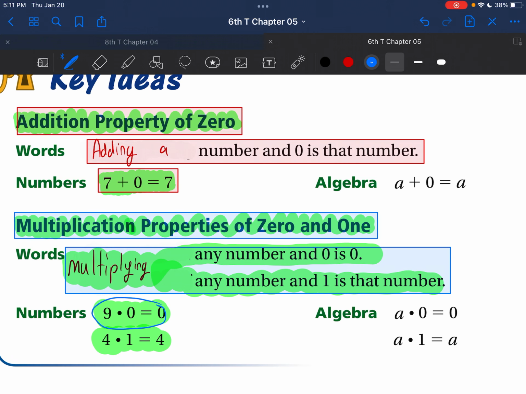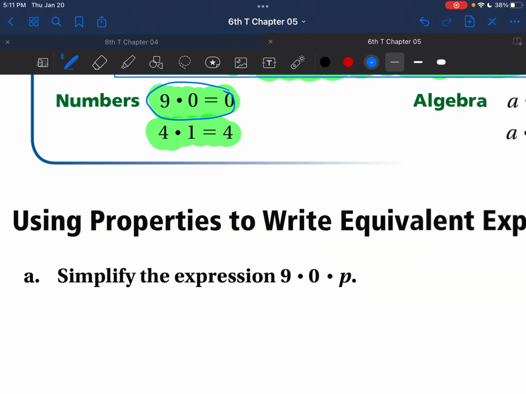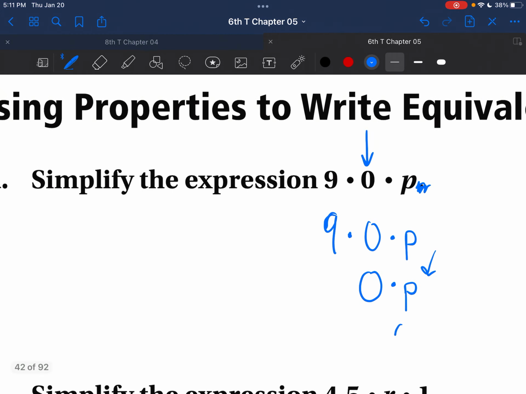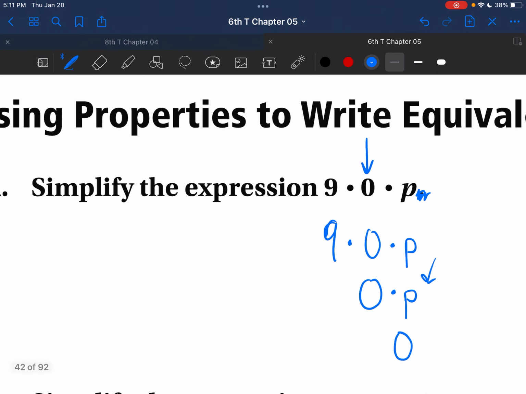This should be pretty easy if we put it all together, and then we just need to complete our homework. Let's show some practice problems. First of all, which property is this one? This is the multiplication property of 0, because it has a 0. Let's simplify this expression. Write it down: 9 times 0 times p. What's 9 times 0? That's 0. And 0 times p, it doesn't matter what p is, your answer is still going to be 0. That's why the multiplication property of 0 is always going to equal 0.